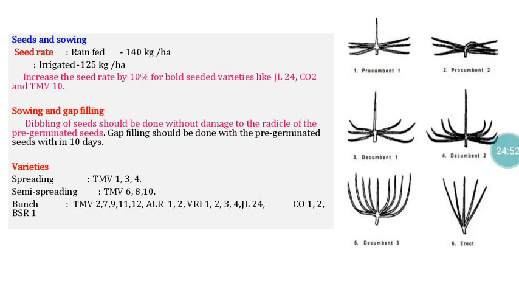Then the seeds are now ready. If it is a rainfed crop, 140 kg per hectare; irrigated crop, 125 kg per hectare. If it is a cold seeded variety, we have to use 10% extra seed material. And if you want to do the capping operation, you have to complete it within 10 days of sowing. Some examples for spreading, semi-spreading and bunch type varieties are given here. TMV 134 and others come under the spreading type. TMV 6, 8, 10, that is semi-spreading type, and bunch type TMV 2, 7, 9, 11, 12 are all here. These are some examples for each category.